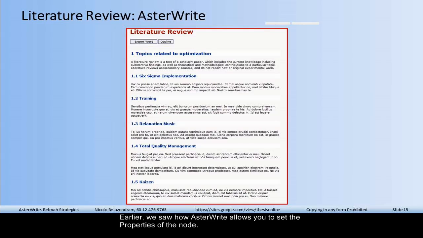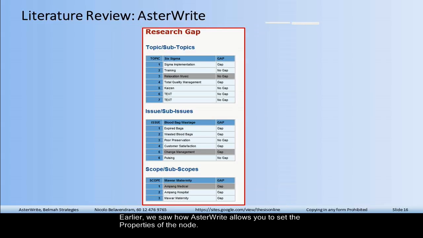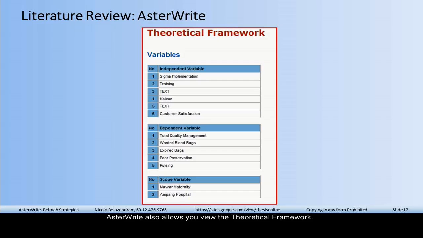Earlier, we saw how AsterWrite allows you to set the properties of the node. In the research gap analysis, AsterWrite identifies the nodes according to the type, topic, issue, or scope. AsterWrite also allows you to view the theoretical framework. AsterWrite identifies the nodes according to the type of variable, namely independent, dependent, or scope.